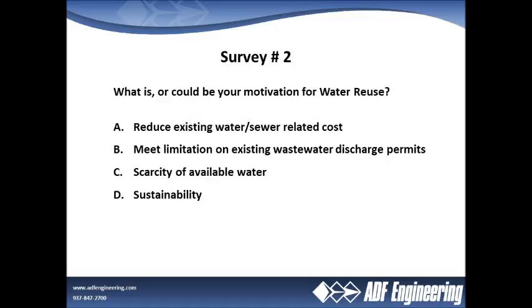So I think this is a good point to take another survey here. If you're thinking about establishing a reuse program in your facility, what would be your motivation? And you can read through here. Is it cost related, to reduce the existing water and sewer costs? Or is it limitations that you might be facing on wastewater discharge? Is it lack of availability of fresh water, or is sustainability a driver? So we'll take another 15 seconds and allow participants to answer the question.